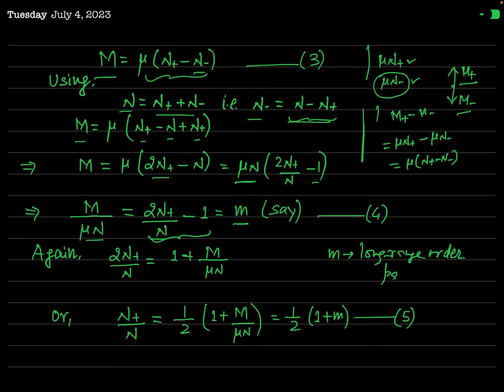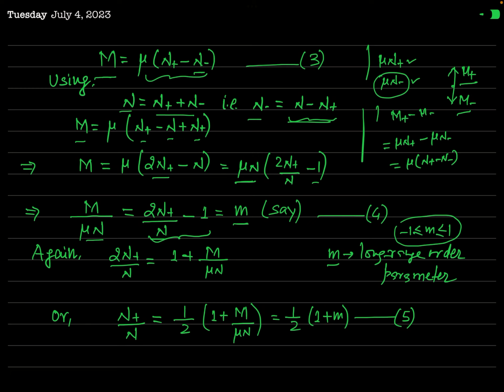As I have told you, all the properties will be calculated in terms of this long range order parameter, and you will see that the value of this m lies between minus 1 and plus 1. So you can say minus 1 is less than or equal to m, and m is less than or equal to 1. This is its range, the range of the long range order parameter.